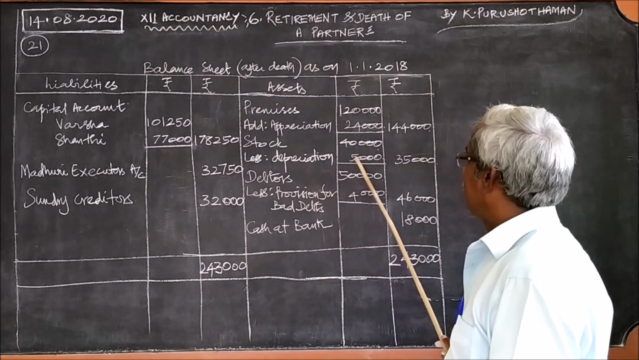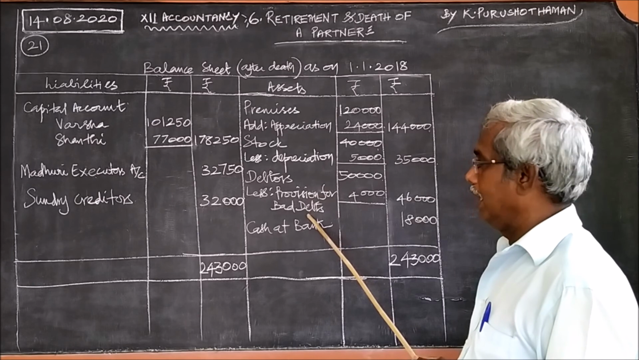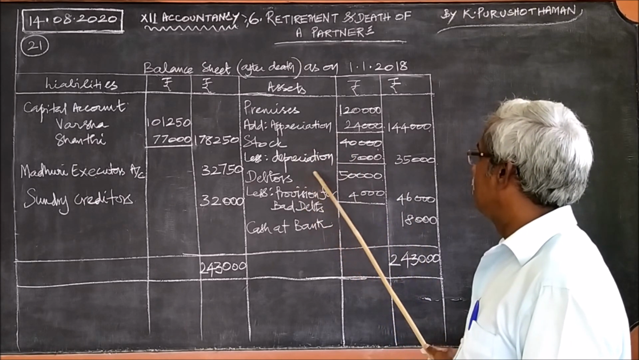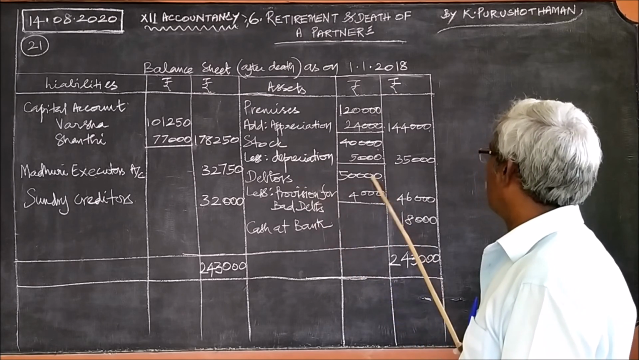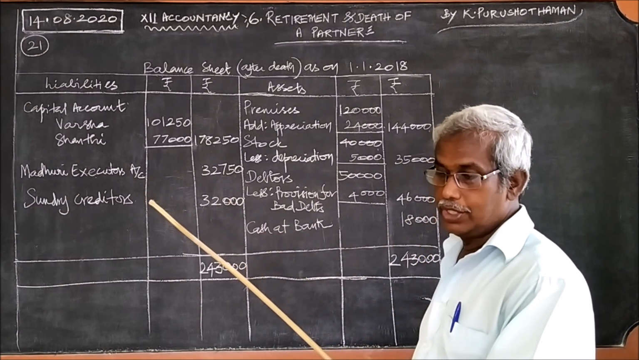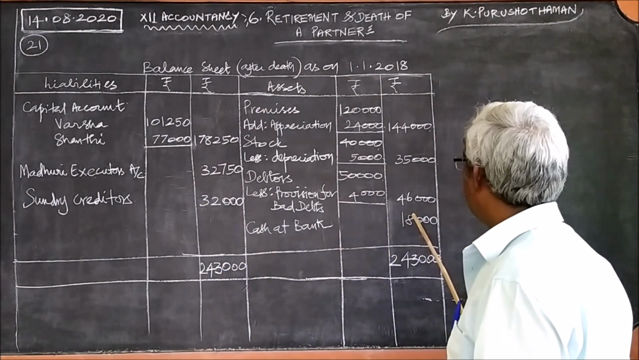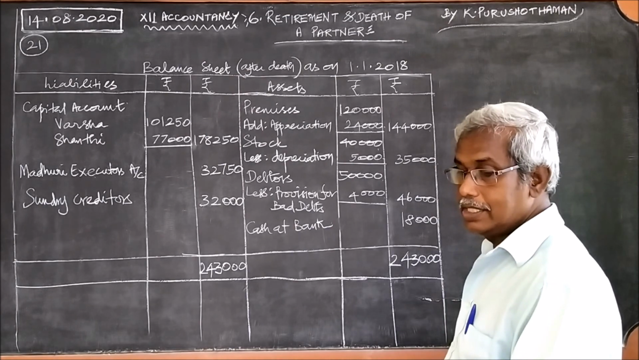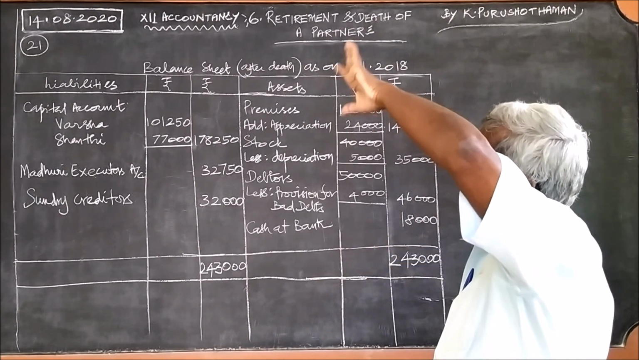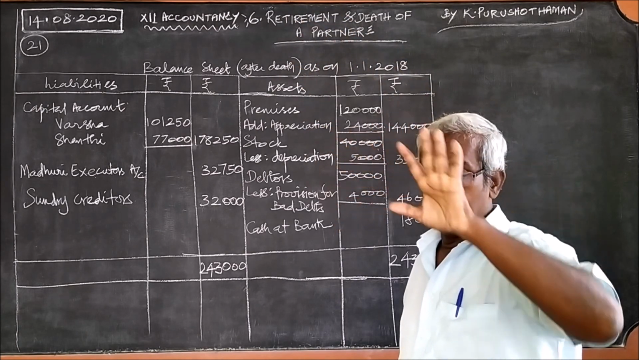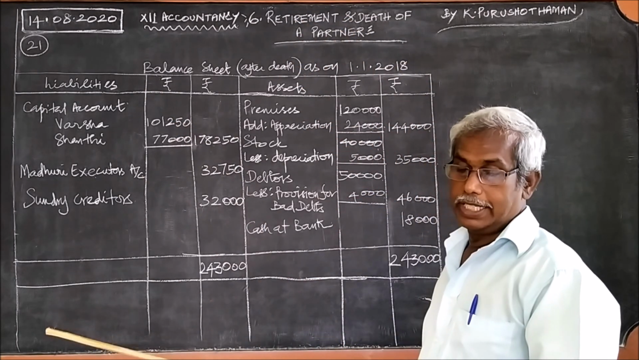So debtors 50,000. This bad debts is connected with the debtors. Therefore, debtors 50,000 less the provision for bad debts 4,000. You will get 46,000. And the next item in the balance sheet is cash at bank 18,000. We can write that. The next item on the asset side is profit and loss account. It has been brought already to the capital account and divided there. So leave it. Go to the liability side.